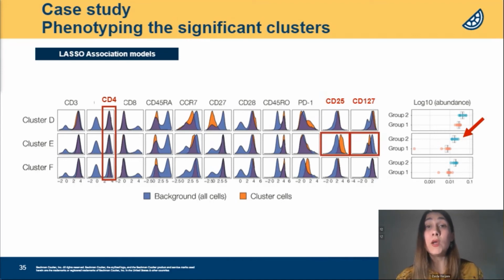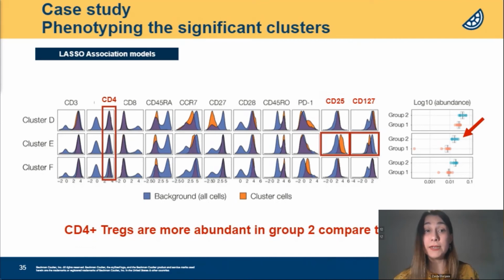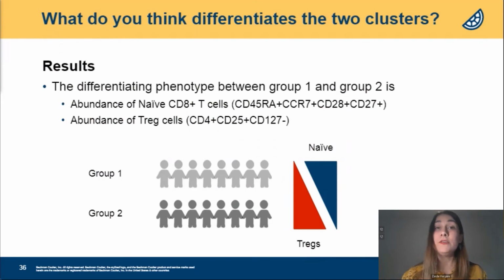And when we look in the box plot at the difference in the abundance of those Tregs between group 1 and group 2, we saw that those cells are more frequently present in group 2. So our second biological signature is that the CD4 positive Tregs are more abundant in group 2 compared to group 1. So as a result, after going through our citrus analysis, we have found the two differentiating phenotypes between group 1 and group 2.